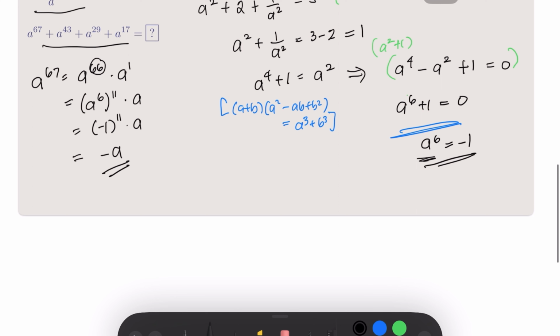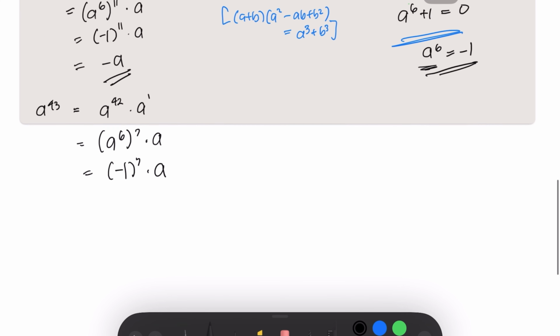Do the same with a to the 43. That's a to the 42 times a to the 1. This is a to the 6 raised to the 7th power times a, is equal to negative 1 to the 7th power times a. Simplify to get negative a.